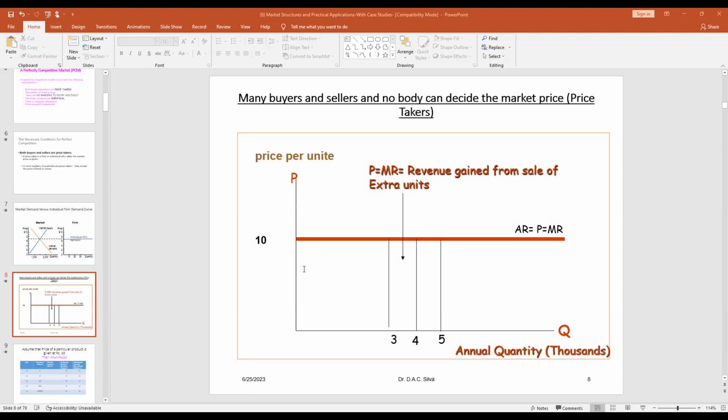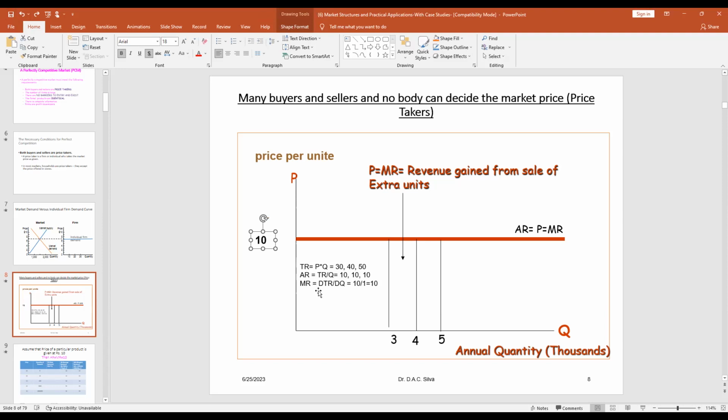Now let me show you again. Total revenue is P times Q: 30, 40, 50. How do we calculate average revenue? Total revenue divided by Q. Then we get the same value, which is the price. So we can say AR equals P.